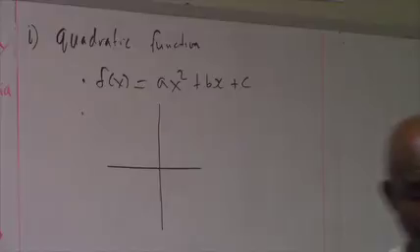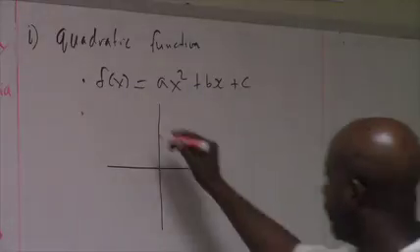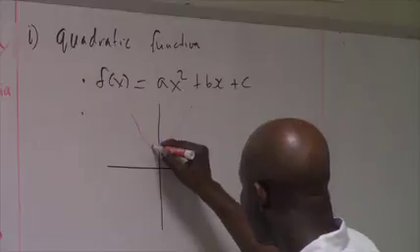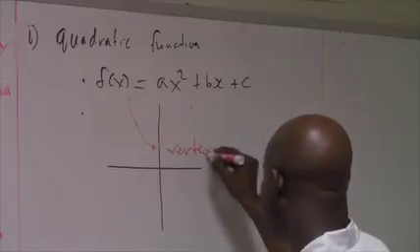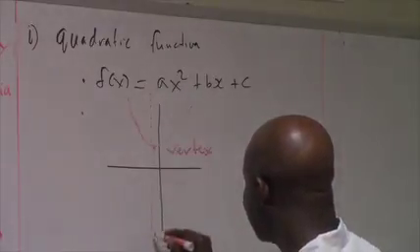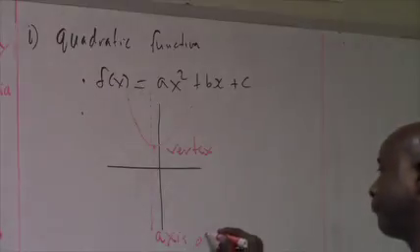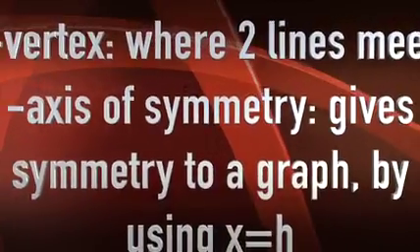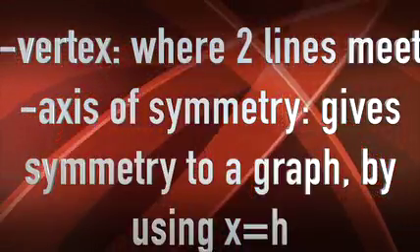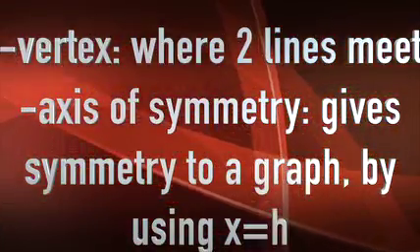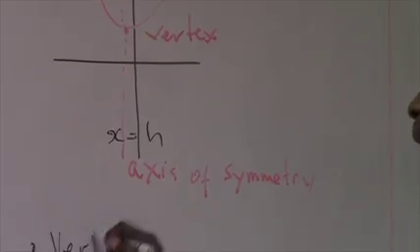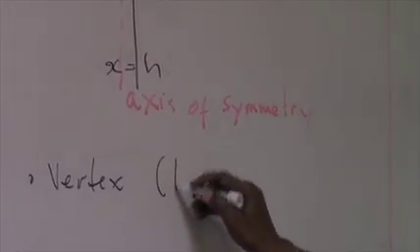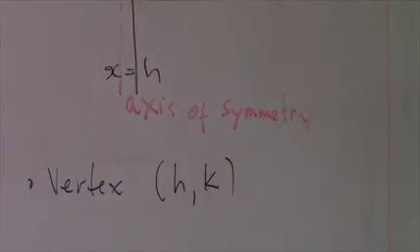looks like a U, and this U can turn up. There's a point right here. This point is called the vertex. The line that runs through it is called the axis of symmetry, so it gives symmetry to this graph. We usually say this line has an equation x equals h. And so the coordinate of the vertex is h comma k.